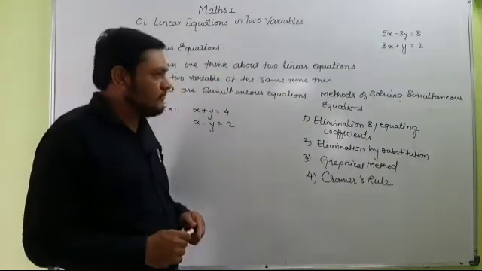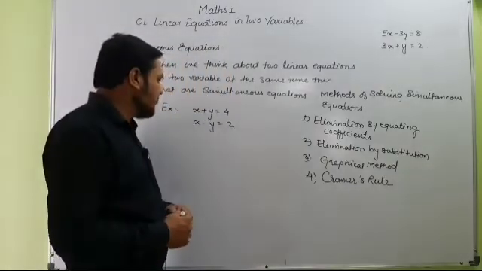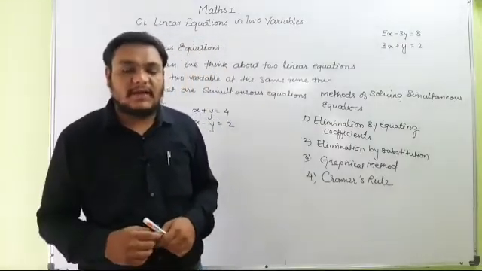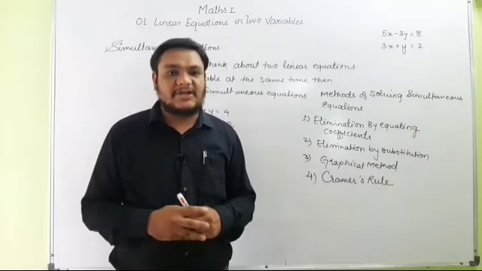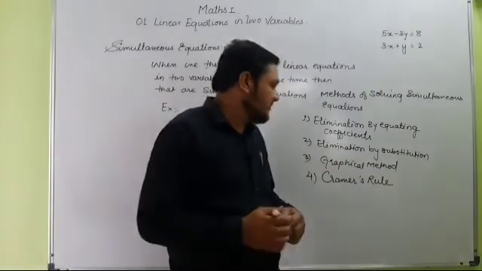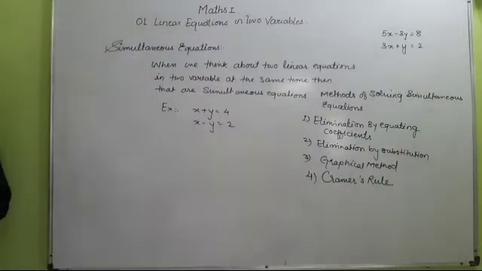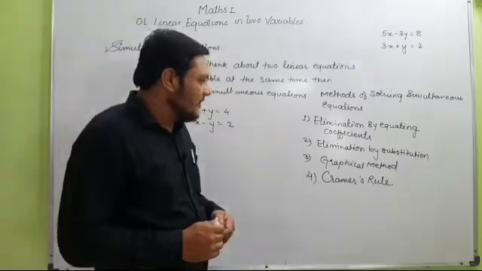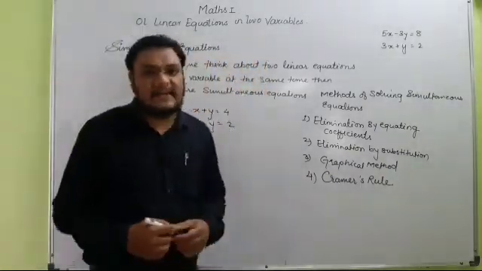First method is elimination by equating coefficient. We know that simultaneous equations contain two linear equations in two variables, out of which if we want to find the value of one variable, then we have to eliminate the other variable, and this elimination we can do by equating the coefficients. Other method is elimination by substitution. In this method also, out of two variables we have to eliminate one variable for finding the value of another variable. We will see this by examples in detail.